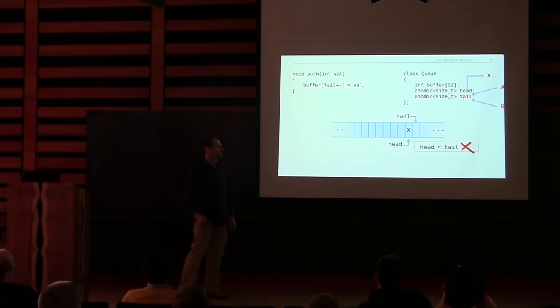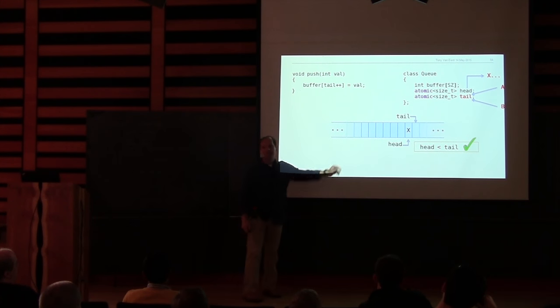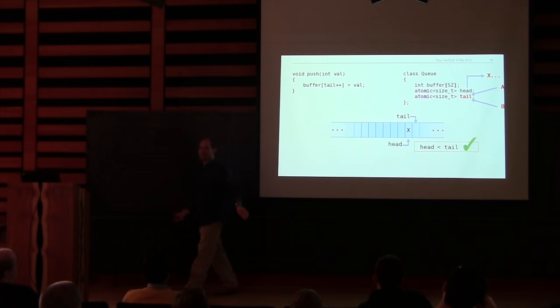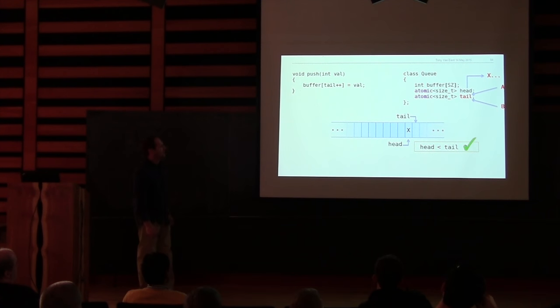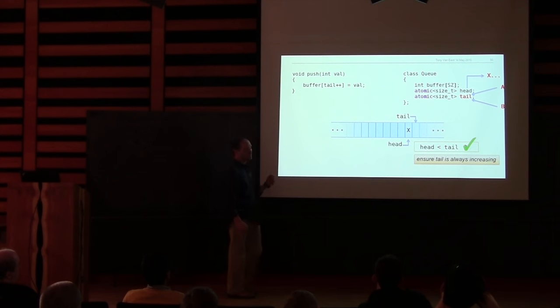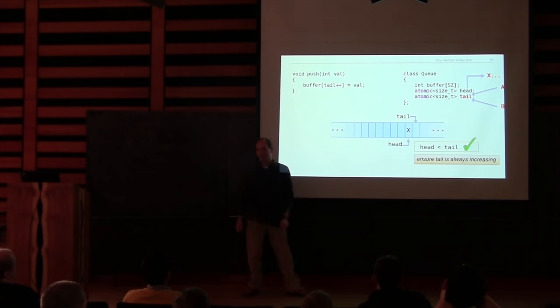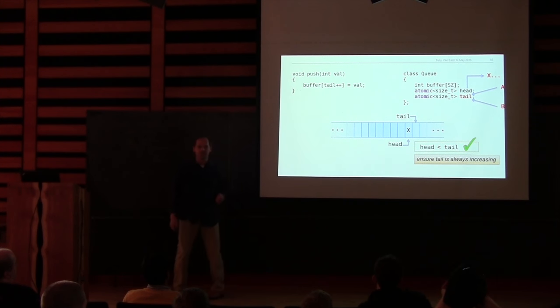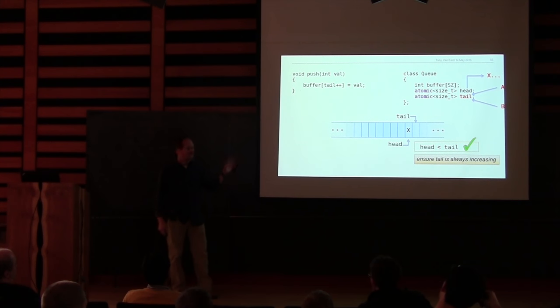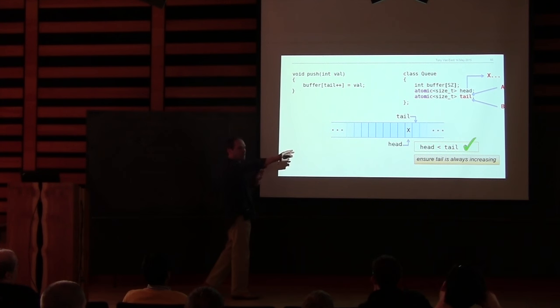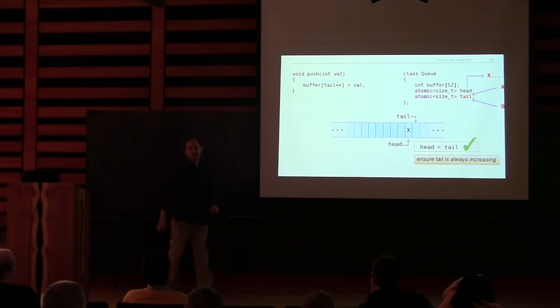I've got an idea. We're going to do head less than tail. I know I just said we can't do that, but we're going to do it anyhow. How can we do that? What we're going to do is ensure tail is always increasing. So basically we're going to read head, and then we're going to read tail, and we're going to say, well, head was less than tail a minute ago, so as long as head's not moving, head is still less than tail, right? Tail can keep going as far as it wants, but it's always going to be greater.